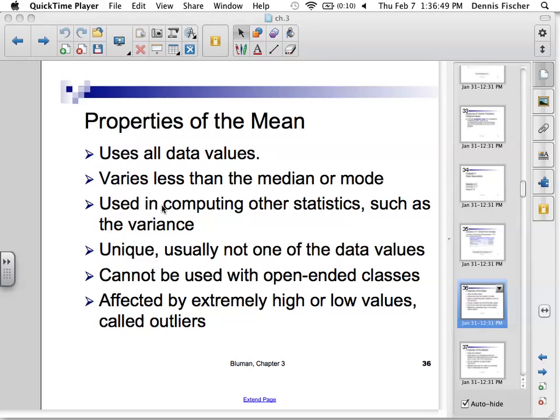Unique, usually not one of the data values. When we do mode, it is one of the data values. Median could be, doesn't have to be. If it's split between two values, it could be in between. Mean doesn't have to be. Cannot be used in open-ended classes. In other words, if you did a table of frequency where your values go on, and the last class is 6 and above, you know what I mean? It cannot be used on open-ended classes. And it is affected by extremely high or low values called outliers. So in other words, outliers will affect the mean. You can either move it up or move it down.